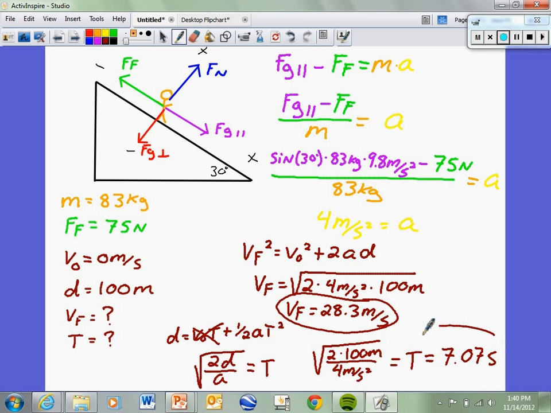7.07 seconds. So remember, when you're trying to find a kinematics variable in a forces problem, you start with your forces, find acceleration, and then use that in our old kinematics equations to solve for the variables that we're looking for, in this case, VF and T. And that's how you solve the I'm not a good skier problem.